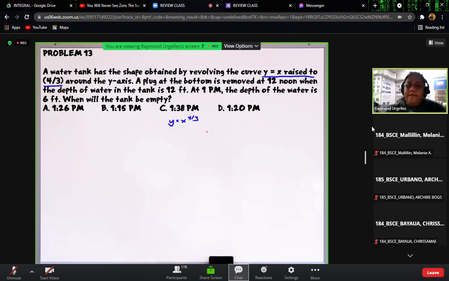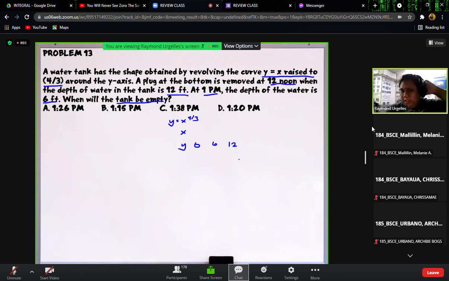To graph this, let's plot some points, values of x and y. We will use the points of interest in the problem. At 12 noon, the depth of the water is 12 feet, so y is equal to 12. At 1 p.m., the depth of the water is 6 feet, so y is equal to 6. And when the tank is empty, y is equal to 0. These are the points of interest that we consider to draw the problem.